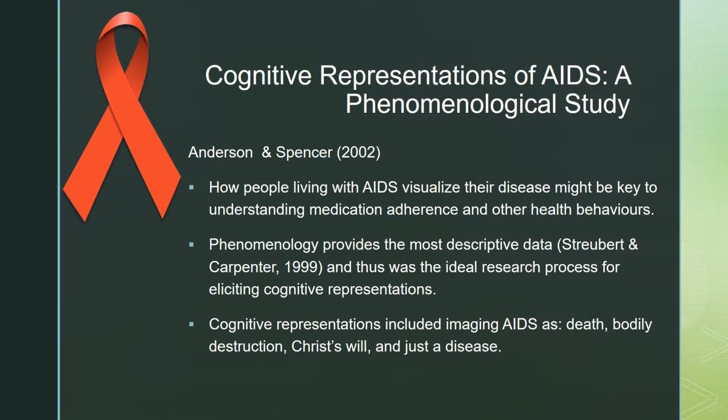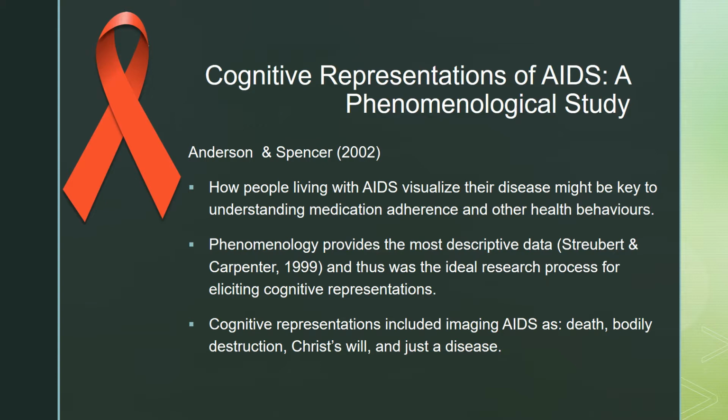For my final example, I'm going to look at a study from 2002 by Anderson and Spencer. And this is the one that I'm going to ask you to think about and do some reading on this week and answer some questions on. This was about cognitive representations of AIDS, and the authors' purpose was to describe AIDS patients' representations of their illness.